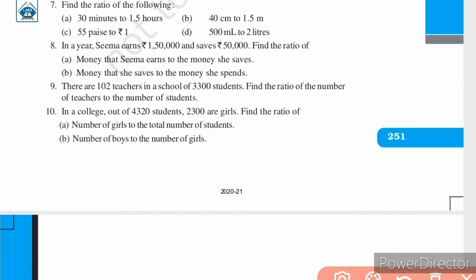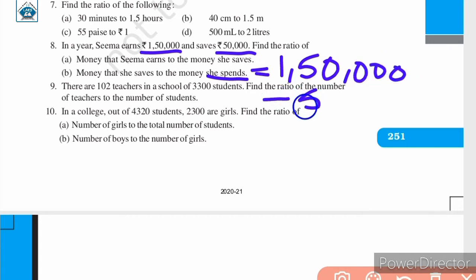In this question, we are clearly given the money that Seema earns. Seema earns rupees 1,50,000, and here we are given about her savings. Money that Seema saves is equal to rupees 50,000. Now, since she earns rupees 1,50,000 and she saves only rupees 50,000, then we can easily calculate the money Seema spends.